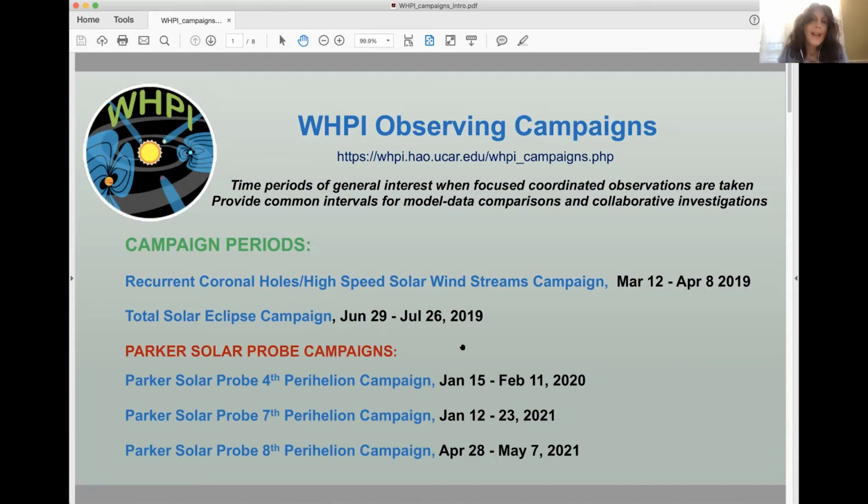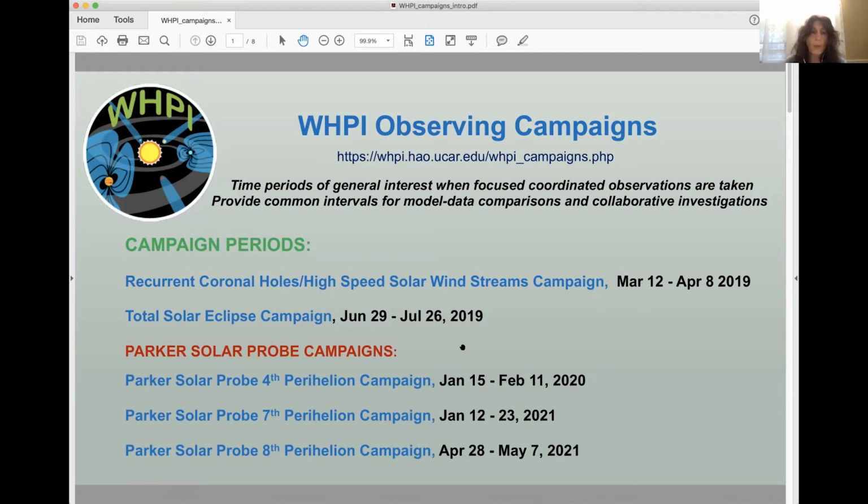Okay, thank you. So this is a brief overview of the WHPI observing campaigns. They are an important component of our solar minimum initiative. WHPI encompasses the entire solar minimum, but these are time periods of general interest when we had focused coordinated observation. They provide an opportunity to work together on common intervals, for example, for model data comparison. So we had 5 campaigns during WHPI.